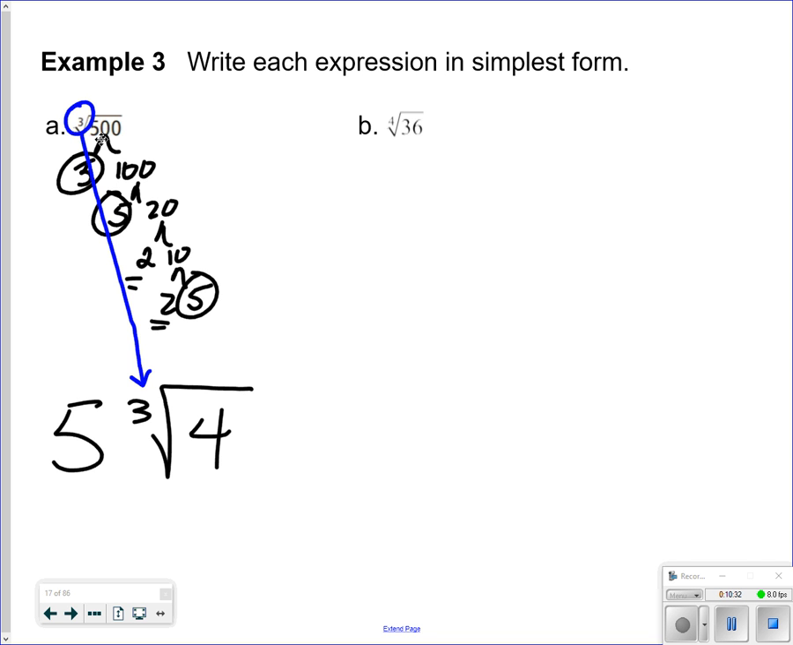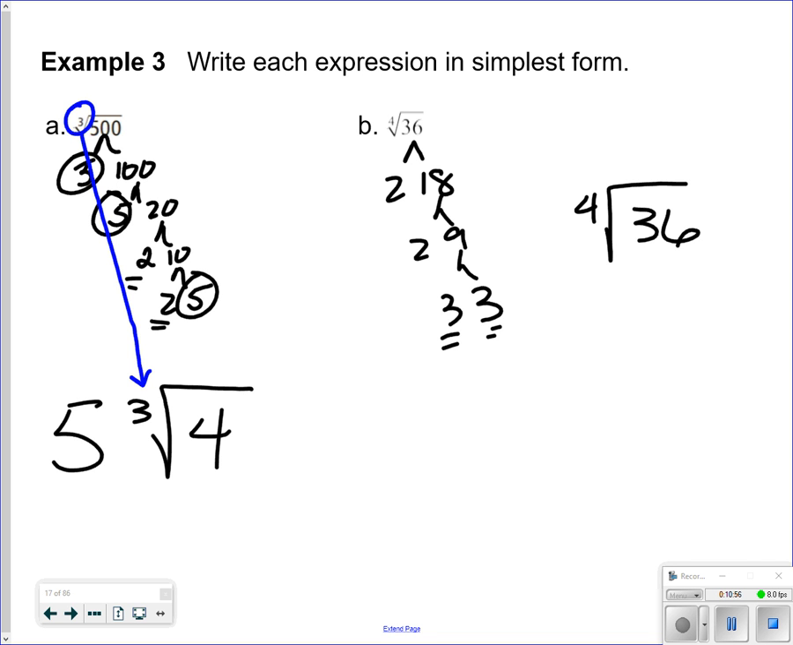Let me do a factor tree on the next one, see if you get better at this. So 2 times 18, 2 times 9, 3 times 3. Now, I'm looking for 4 of a kind. So ultimately, this one does not simplify. There is not enough. Okay, the 4th root of 36 stays as the 4th root of 36 because ultimately there's only 2 3s and there's only 2 2s.